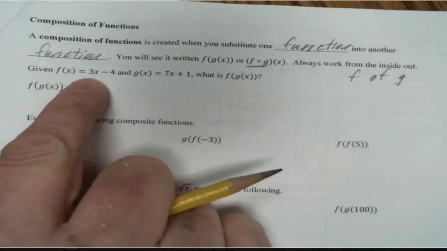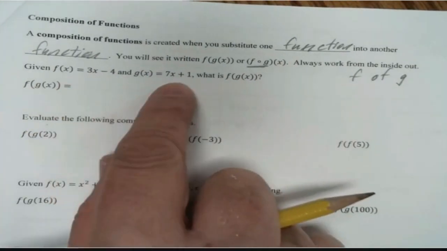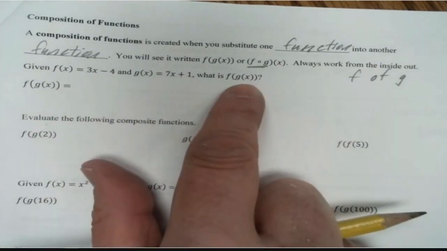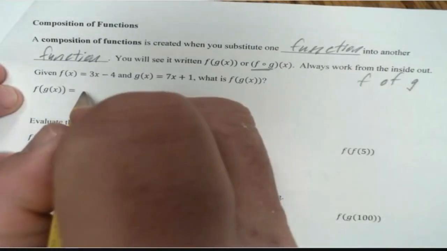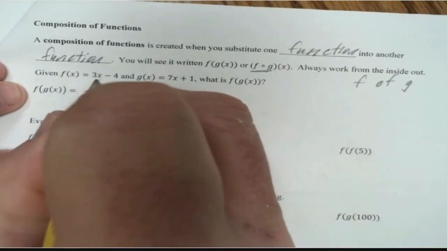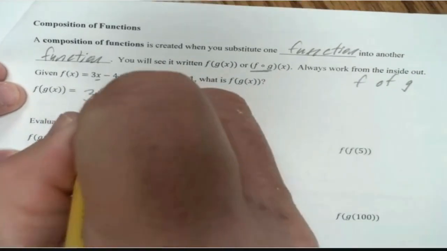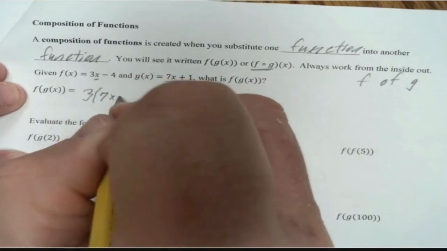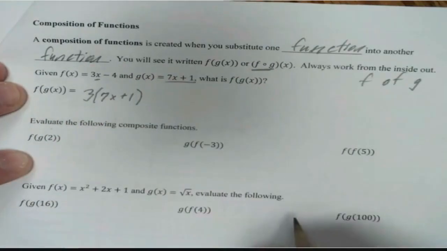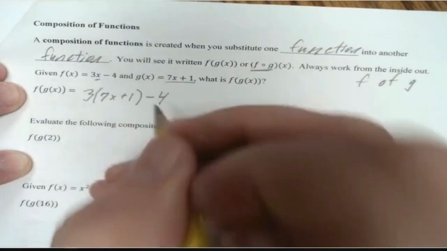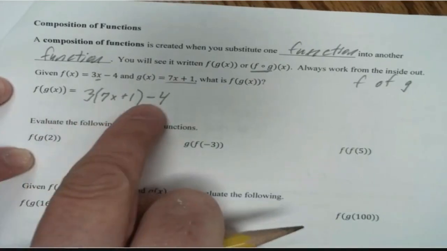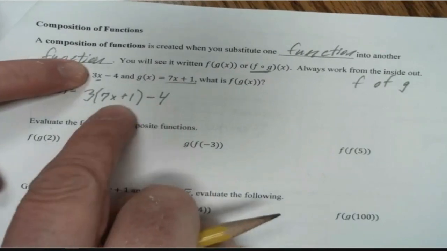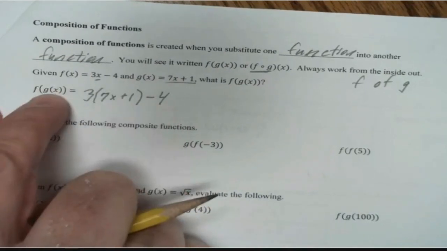So given f of x equals 3x minus 4, and g of x equals 7x plus 1, what is f of g of x? All right, well, let's work this one together. So we're going to substitute g of x in there instead of x. 7x plus 1 is substituted in for x in 3x minus 4. See, that's our f of x with g of x substituted in it. We're just substituting g of x in instead of substituting a number.